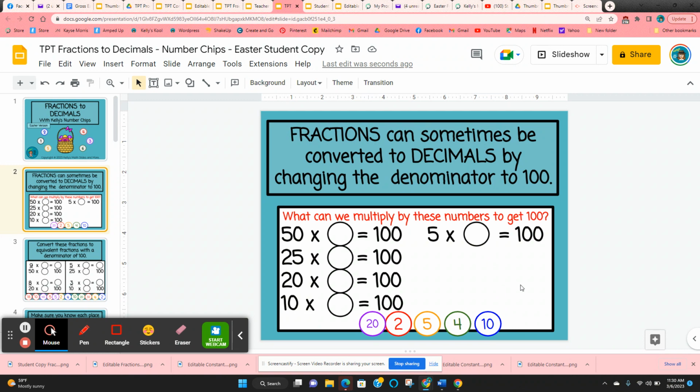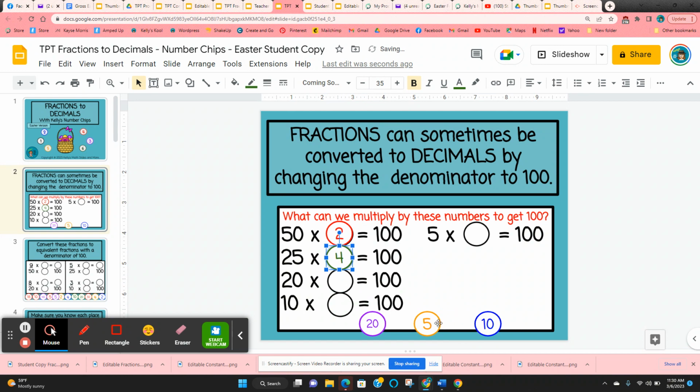They're going to be using every single one of them in one of these circles. So 50 we would have to multiply by 2. 25 you'd have to multiply by 4. So they just click and hold on each one of these. When they hold, then they can move it into place. So 10 times 10, 20 times 5, and so on.